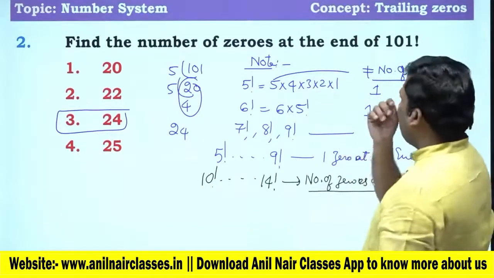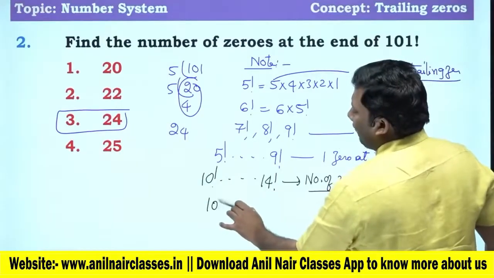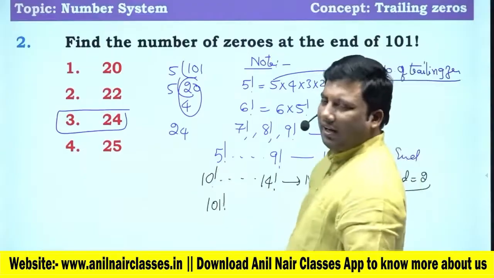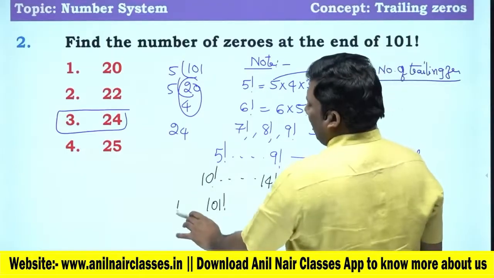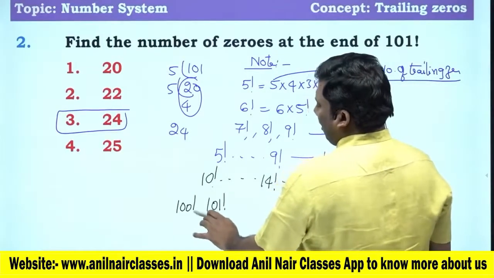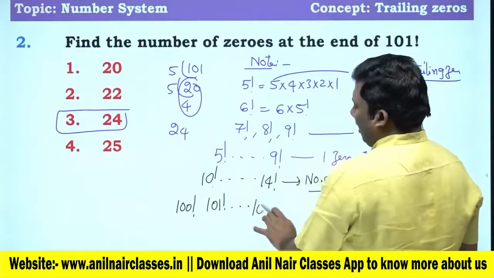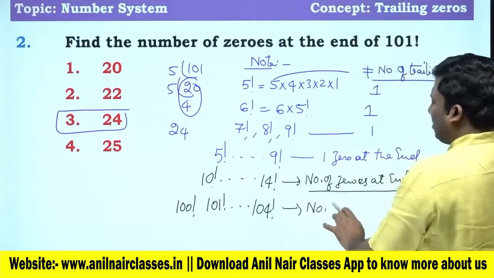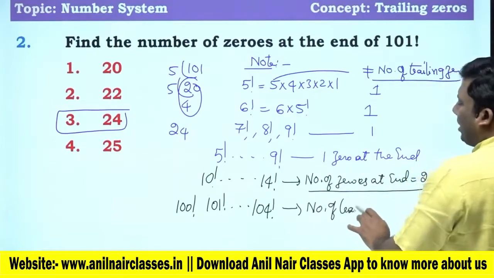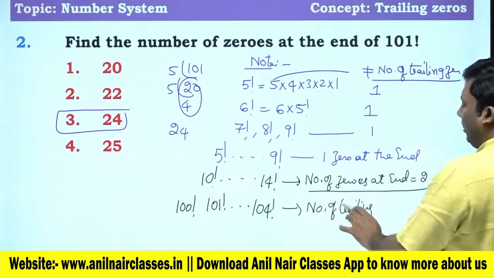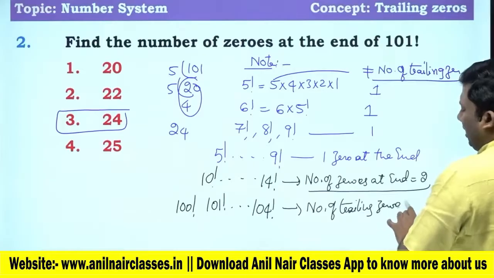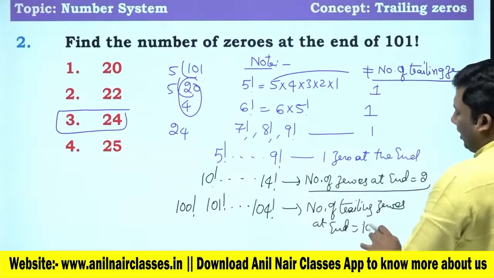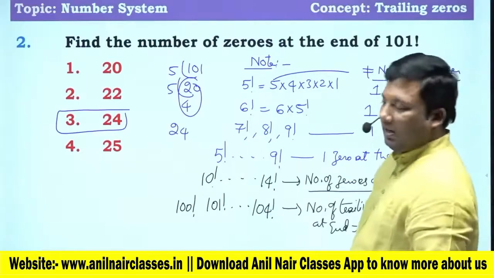Suppose the question he is asking is 101 factorial. What is the multiple of 5 just closer to 101 factorial? 100 factorial. From 100 factorial till 104 factorial, the number of trailing zeros will be the same. It is equivalent to determining the number of zeros for 100 factorial. I hope it is clear.